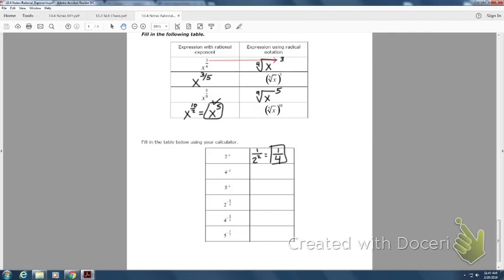So noticing that little pattern right there where we moved everything, 4 to the power of negative 2 is going to be what? 1 over what? 1 over 16. 5 to the power of negative 2 is going to be what? 1 over 25.